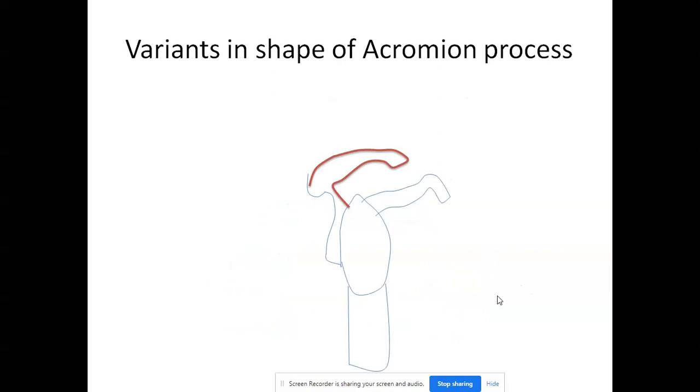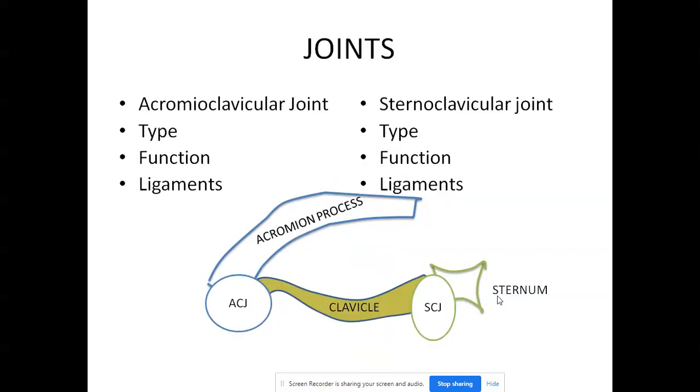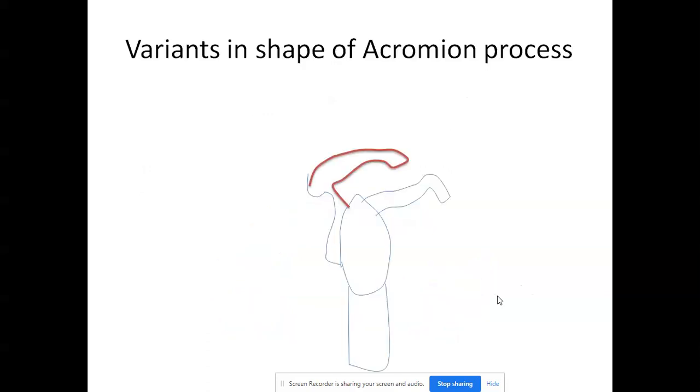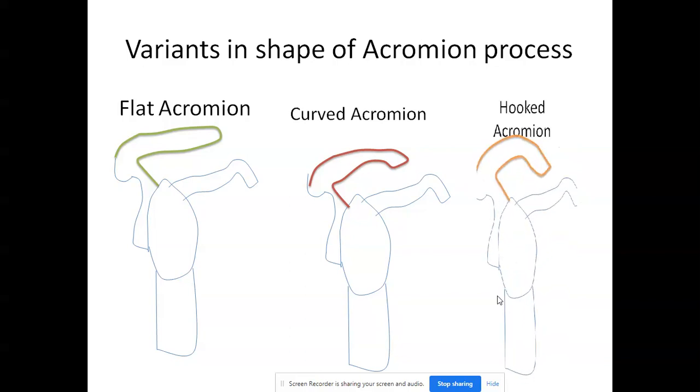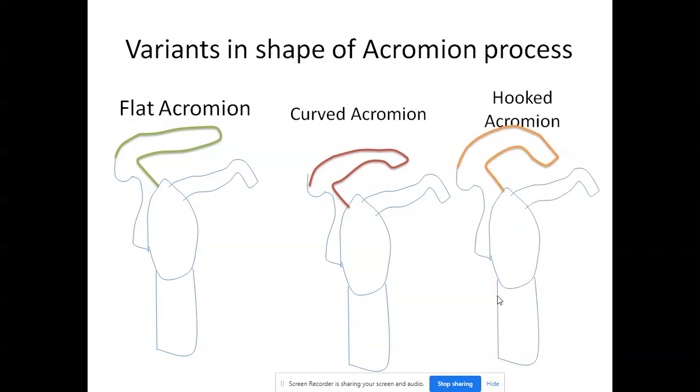Coming to the variants in the shape of the acromion. The acromion, which was mentioned in the previous slide, can be slightly flat or slightly convex. So we know that there are different types of acromion, which can be normal as well as abnormal. Depending on the shape of the acromion, there are three types. One is flat, second one is curved, and third one is hooked.